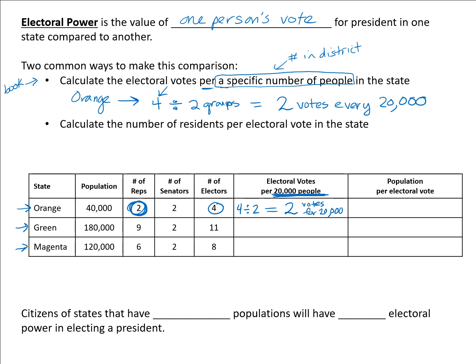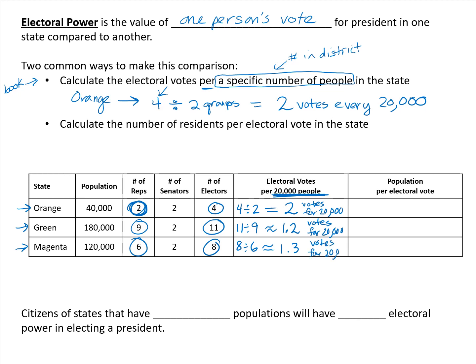Now we do the same thing for green and magenta. Again, the electors divided by the number of representatives, because the representatives is how many groups of 20,000 people we have. So when we have 11 divided by 9, we get 1.2, I'm just rounding there, votes for every 20,000 people. And if we do this for magenta, 8 electors divided by 6 representatives, because there are 6 groups of 20,000 people in the state, this gives us about 1.3 votes for every 20,000 people.